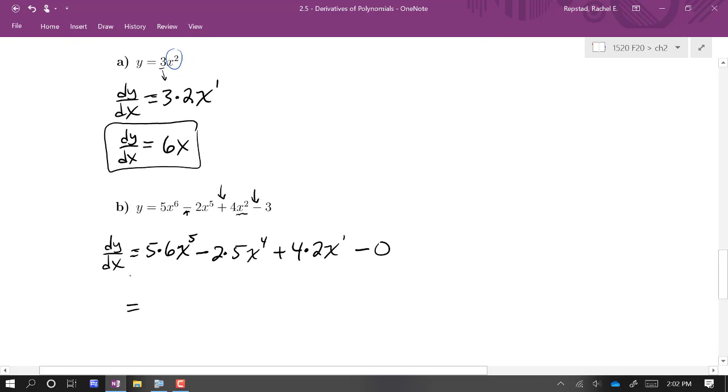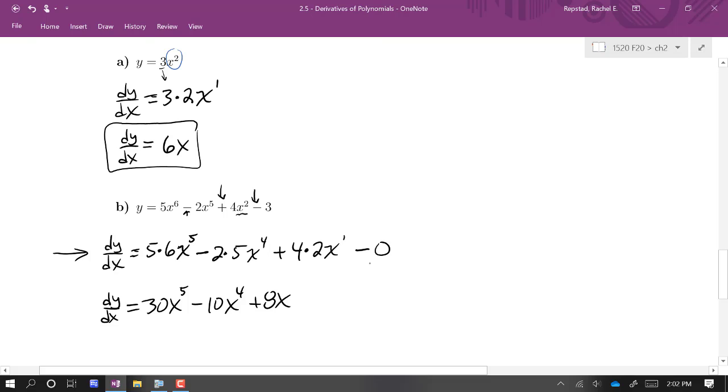Now I'm just going to clean this up. The first term here, we got 30x to the 5th. Then we have minus 10x to the 4th plus 8x. Now I've shown step by step how we're applying each part of the rules stated in Theorem 1 on the previous page. And if you're practicing applying these rules, I think it really can be helpful to write it out like this, like I did.